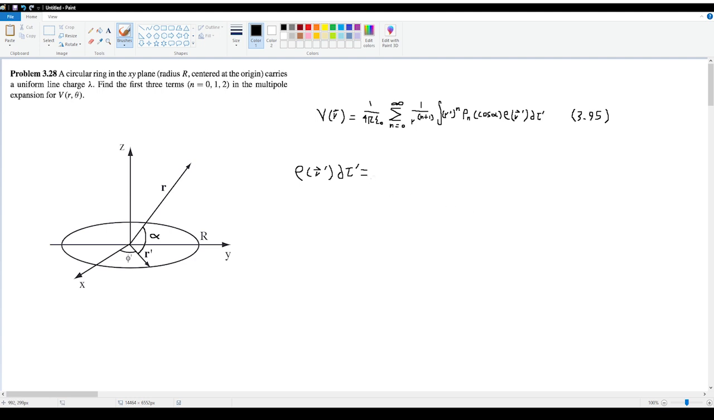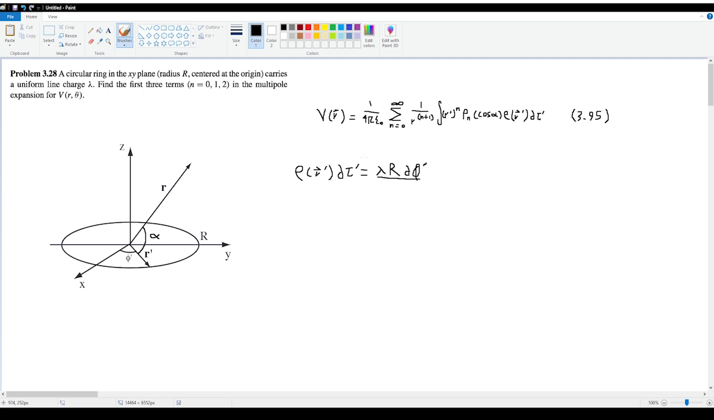but the dl element, if you look here, we're always going to be at radius r, so the r is not going to change, and then what we'll be doing is rotating by phi prime, so really it's just going to be lambda big R d phi prime. So that covers this part, and now for the cosine alpha.